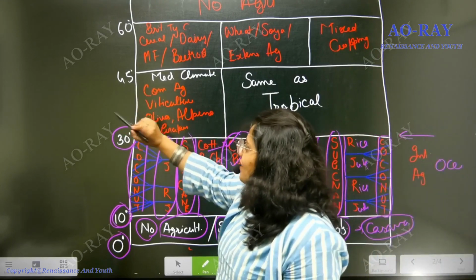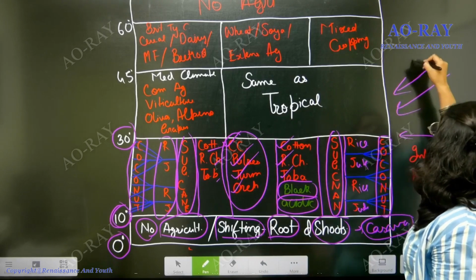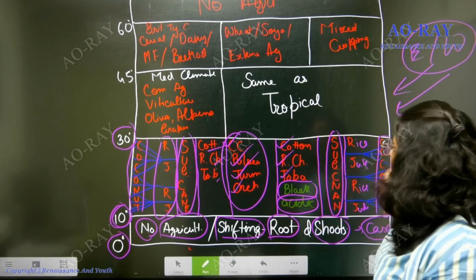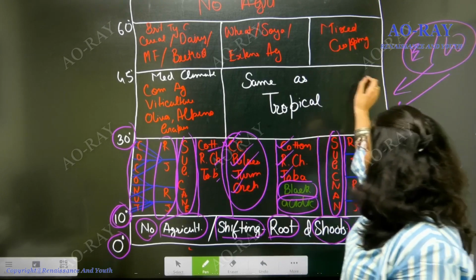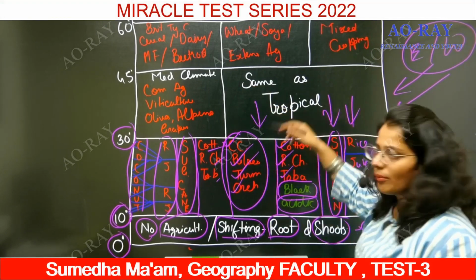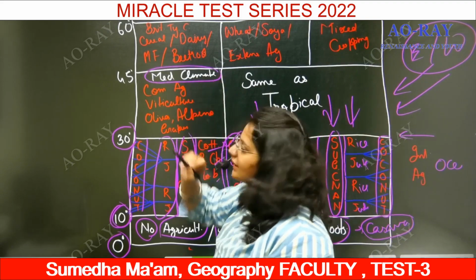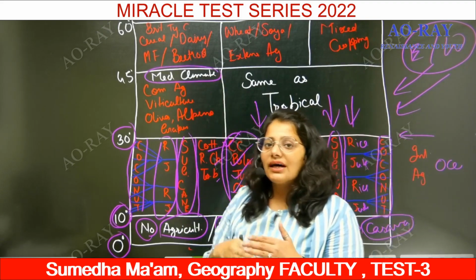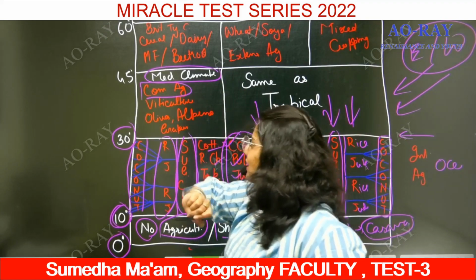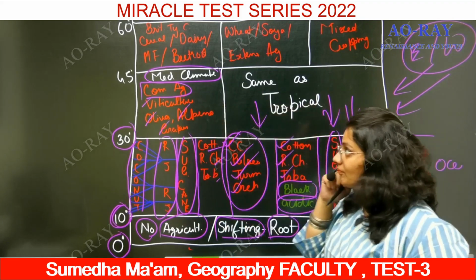Now 30 to 45 degree, because here the influence of easterlies as well as westerlies occurs from time to time. This zone is almost synchronized or the same as the tropical in the temperate region also. But here we have a Mediterranean type of climate where summers are dry and winters are wet. So commercial agriculture is practiced: viticulture, olives, grapes, etc.